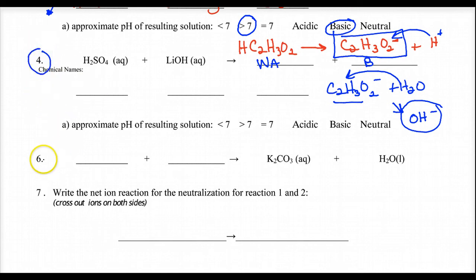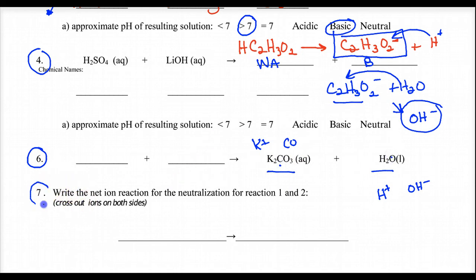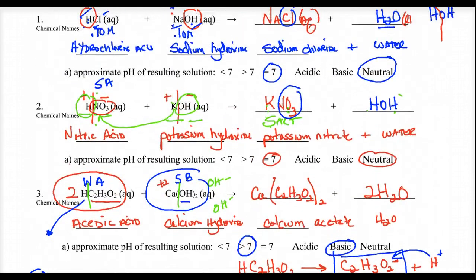But of course number 6 is very similar, except number 6 you have to use the products, right? HOH came from H pluses and hydroxides, and this is K plus and CO3, so you can reform the acid and base knowing the salt and the water. And number 7, this is very important. What's the overall reaction of 1 and 2?